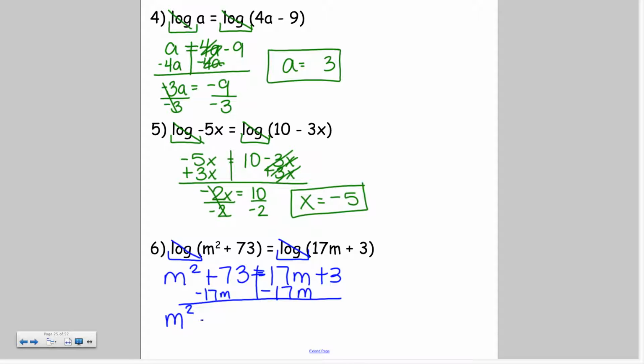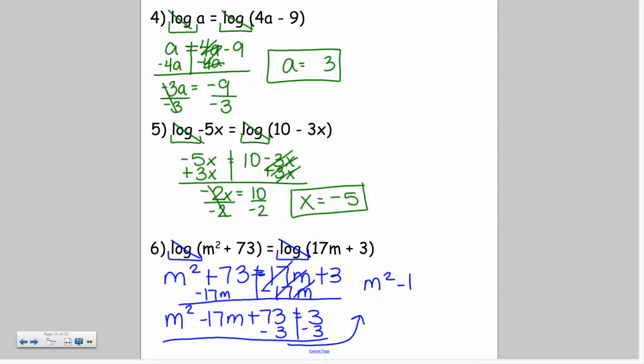So m squared minus 17m plus 73. That's equal to 3, because 17 minus 17 cancel out. Now I want to get that 3 over here as well. So I'm going to subtract 3. Well, I know 3 can be subtracted from 73 because they're both constants. So I'm going to have m squared minus 17m, and then we have 73 minus 3, so that's going to leave us with plus 70. All right, so that's going to equal 0.